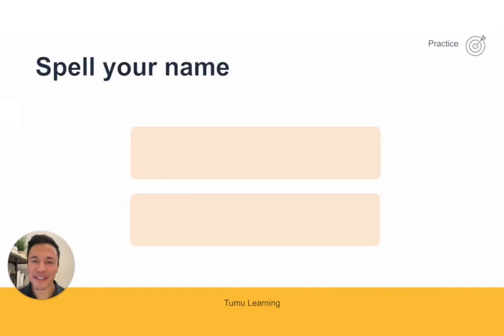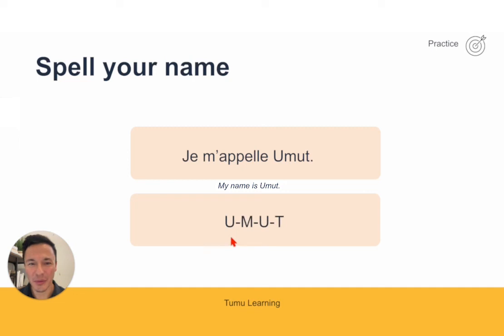Now we will practice how to spell our name. Je m'appelle Umut. Je m'appelle Umut. U, M, U, T. Now it's your turn. You need to spell your name.